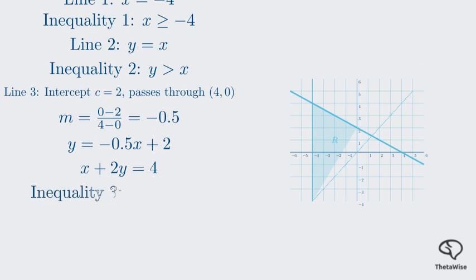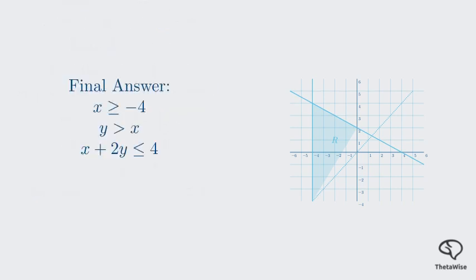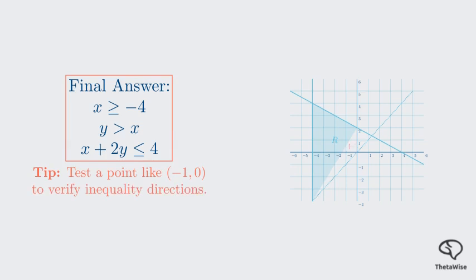The region R is below this solid line, so the inequality is x plus 2y is less than or equal to 4. So, our final three inequalities are x is greater than or equal to -4, y is greater than x, and x plus 2y is less than or equal to 4. A common mistake is using the wrong inequality sign for above or below. A good trick is to pick a point inside the region R, like -1, 0, and test it in your inequalities to make sure they work.